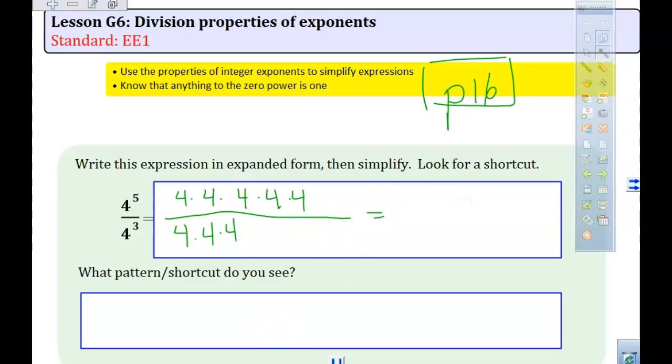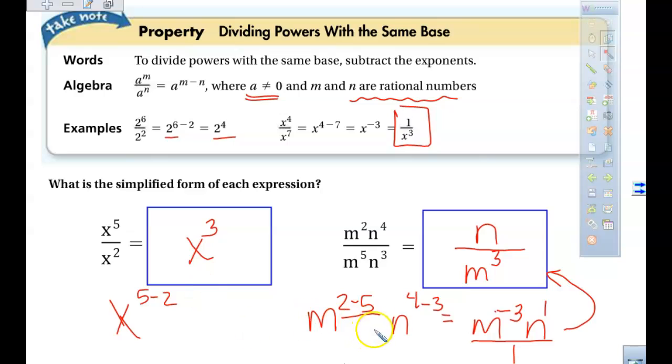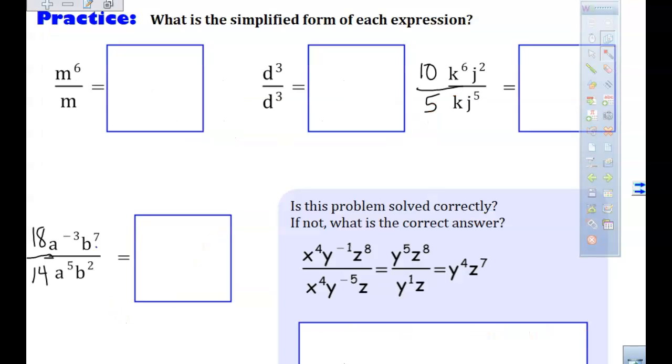But again, as we look at this, this is really 4 divided by 4, which is 1, and 4 divided by 4, which is 1, and another 4 divided by 4, and I'm left with 4 to the 2nd. So when I think about that shortcut, the shortcut that we could use is when we divide. So please write: dividing powers, divide powers, same base, subtract the exponents. Make sure you're looking at your subtraction as you're doing those. Negative exponents always have to become positive when we take our quiz next week.